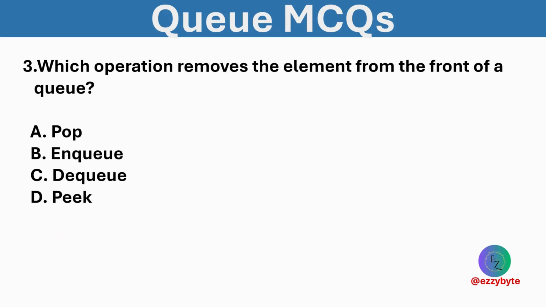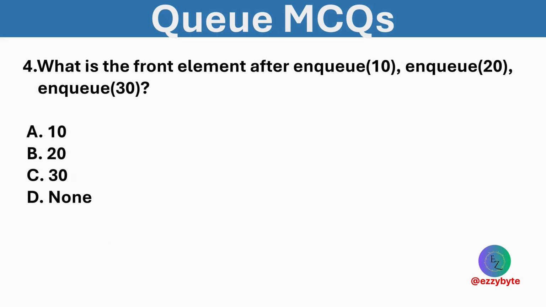Which operation removes the element from the front of a queue? Options are pop, NQ, DQ, and peek. Option C is correct. DQ removes an element from the front of a queue. What is the front element after NQ10, NQ20, and NQ30? Options are 10, 20, 30, and none. Option A is correct. The first inserted element will be at the front.